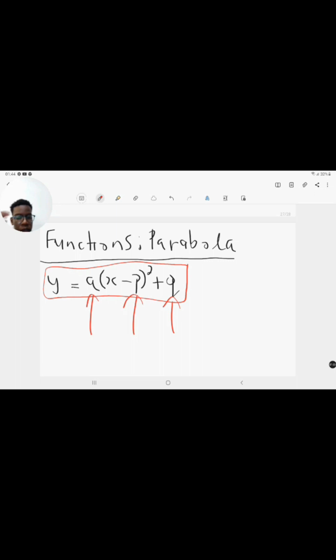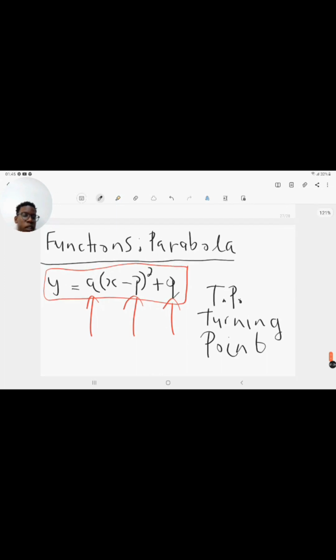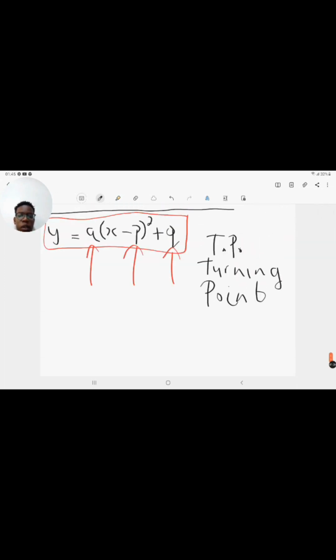Okay, so for the standard form, we've got A, we've got P and Q. Now, this P here and that Q here are very important. The P and the Q indicate what we call the turning point. They show us the turning point of our function, of our parabola. You can abbreviate it as TP. I'm going to come back and explain this in more detail, I just want to explain it graphically first. I just want to explain what the turning point is.